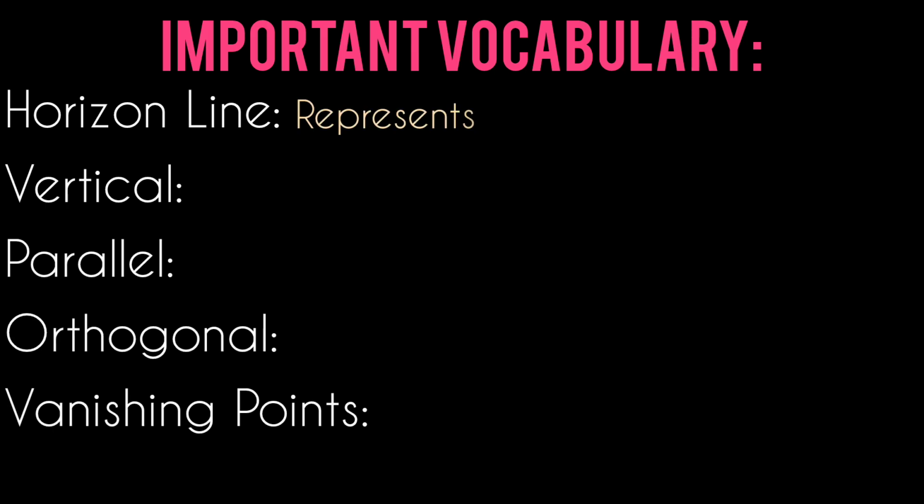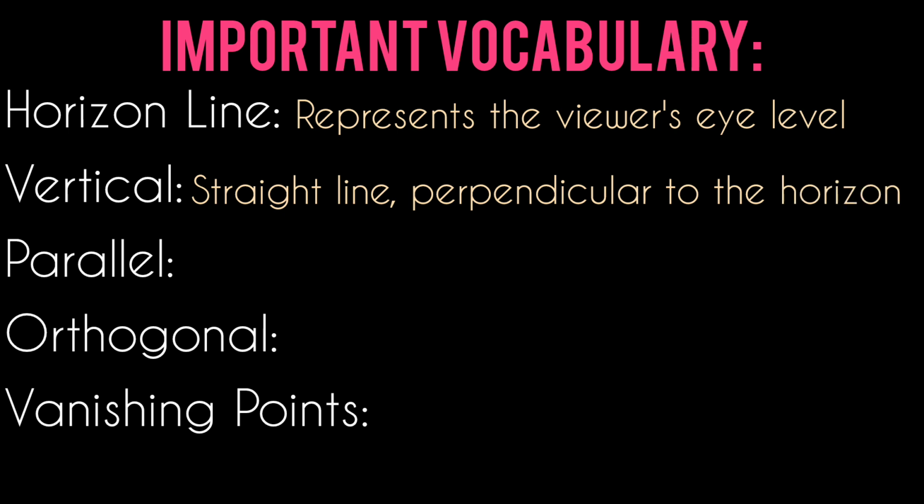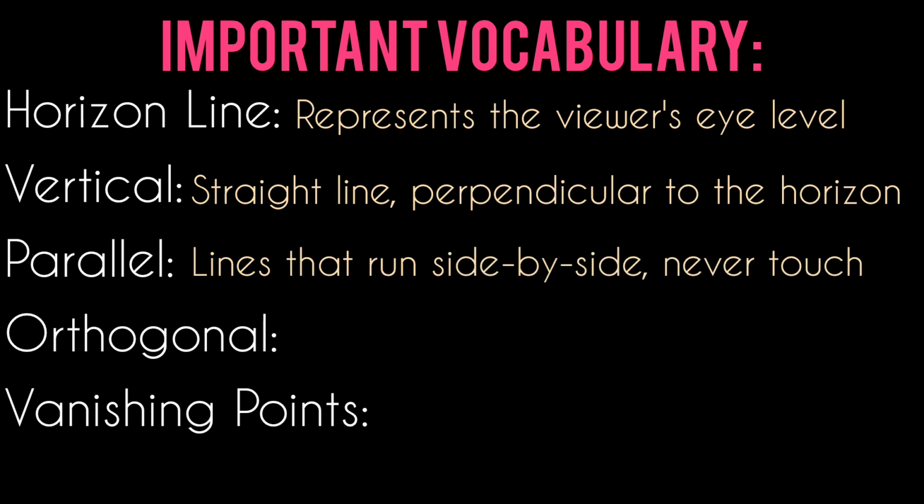The first vocabulary word is the horizon line, which is the line in which the sky and ground meet. This line represents the viewer's eye level. A vertical line is a straight line that goes up and down and is perpendicular to the horizon. Parallel lines are lines that run side by side and never touch.